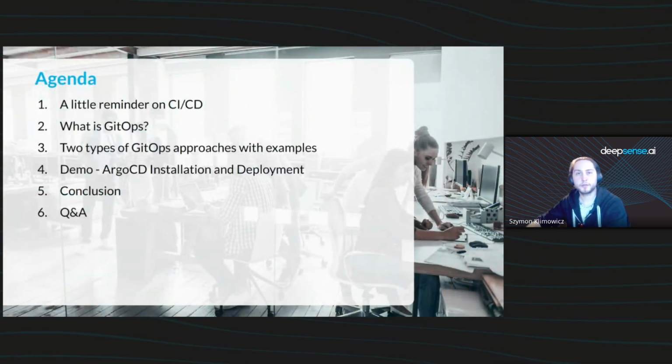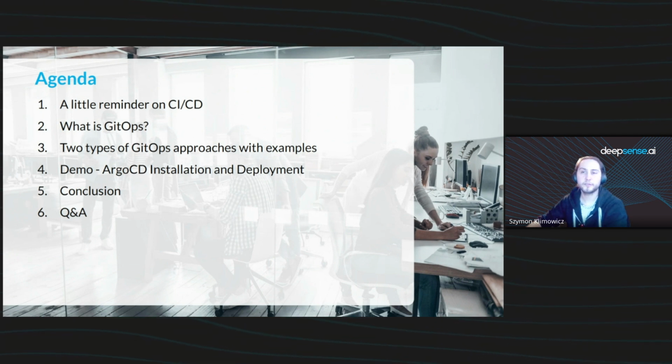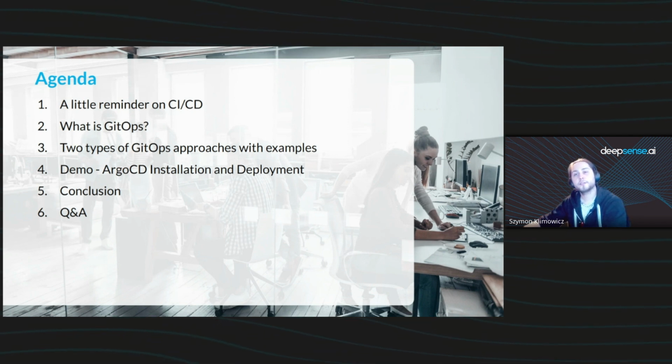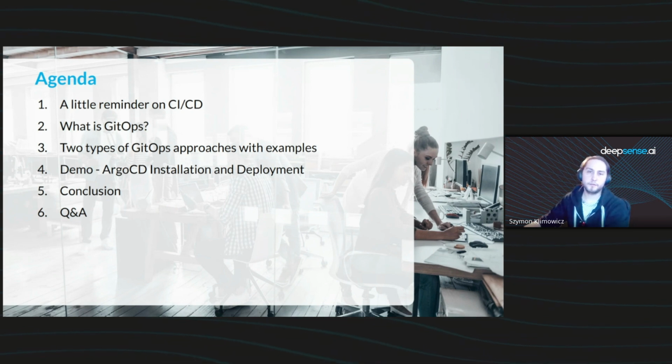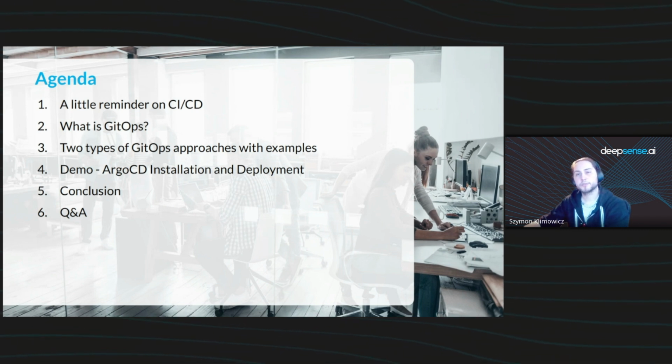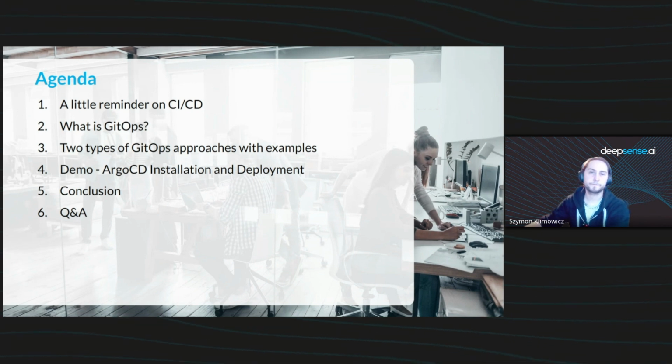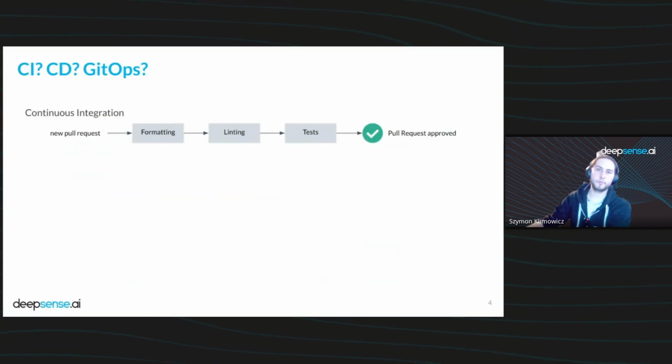So on the agenda, we have a little reminder on CI/CD, what it is, how it works, and how it compares to a GitOps workflow. Then I'll tell you about what GitOps is. So I'll show two GitOps approaches with examples. And after that, I'll walk us through a demo that I prepared, where we are going to be using one of these approaches by installing ArgoCD and then using that service to make deployments to a Kubernetes cluster. So let's start with that reminder.